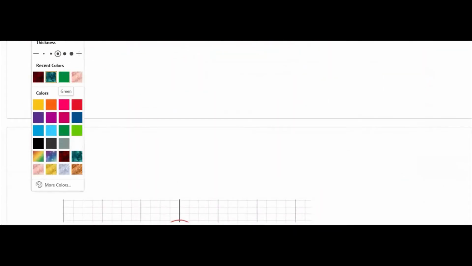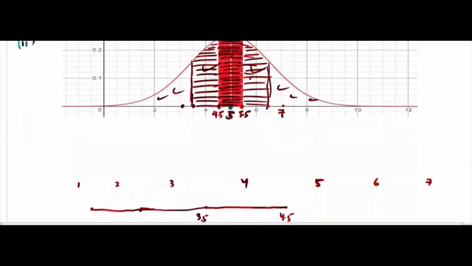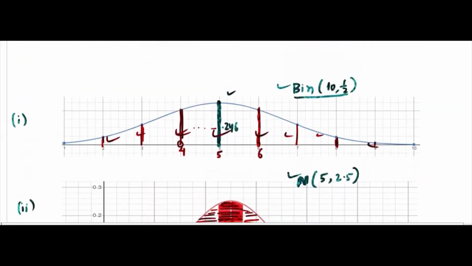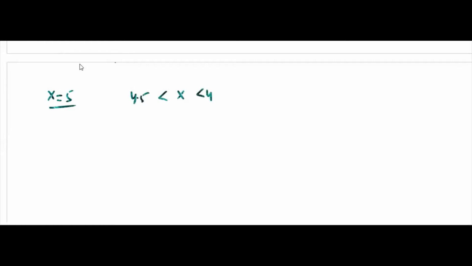Now, suppose I ask, what is the meaning of x is 5 in continuity correction? Because 5 says I am 4.5 to 5.5. So x is 5 means x is between 4.5 to 5.5. This is continuity correction.